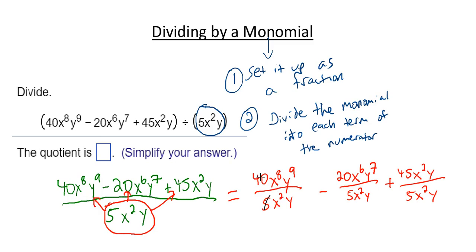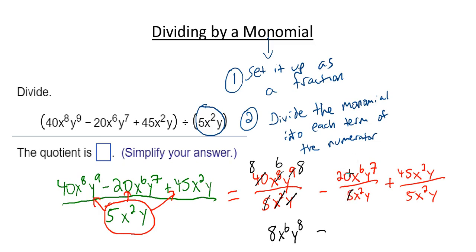So the 5 cancels out with the 40. It leaves me with an 8. I can cancel out 2 powers of x, so I'll have 6 left over up here. And 1 power of y, so I'll have 8 left over. So we'll have 8 x to the 6th, y to the 8th power left over from the first term.